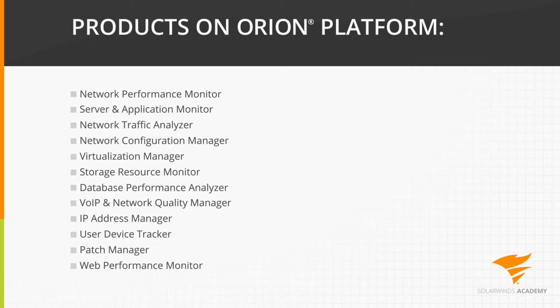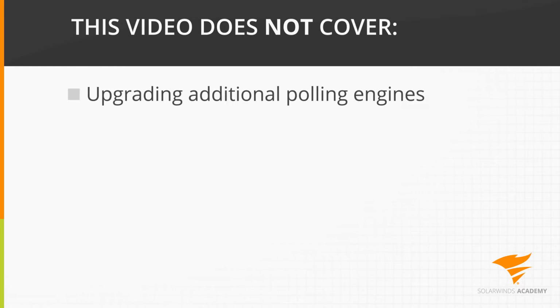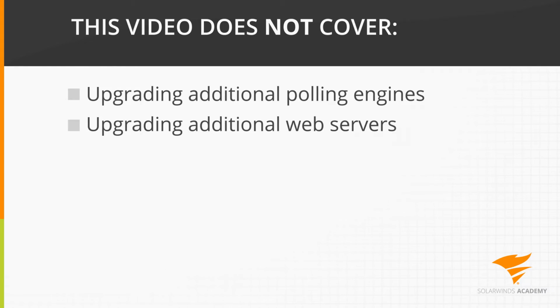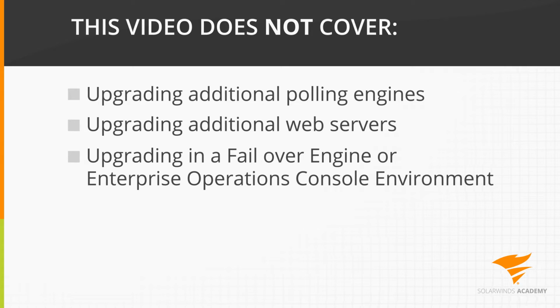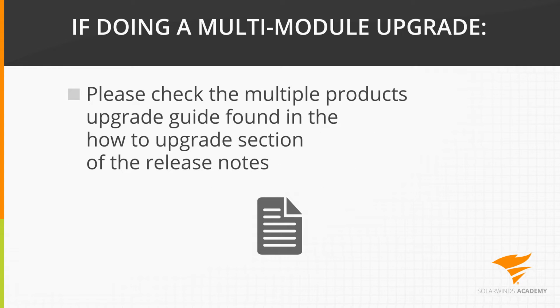Anyone can download an EXE and double-click, but through the years, we've found these steps yield the best results. Note, this video does not demonstrate upgrading additional polling engines, additional web servers, upgrading in a failover engine or enterprise operations console environment. These more advanced installation processes are documented at support.solarwinds.com. If doing a multi-module upgrade, please check the Multiple Products Upgrade Guide found in the How to Upgrade section of the release notes. By the end of this video, you should be well prepared to upgrade your SolarWinds products quickly and easily. Let's get started.